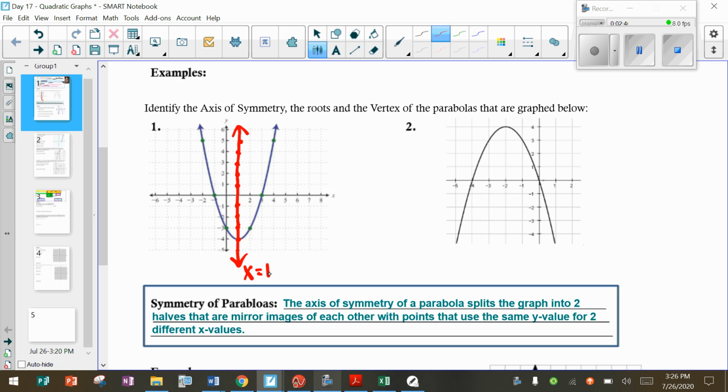The roots, we solve by putting the equation equal to 0 and then solving for x. That means our roots are where y is equal to 0. The roots are when y equals 0. So on a graph, the roots are the x-intercepts. Right there. Right there.